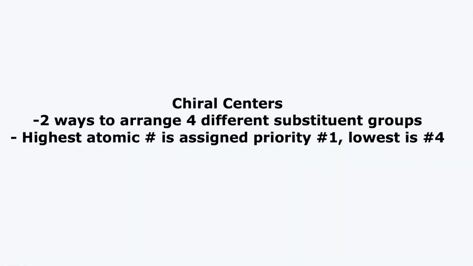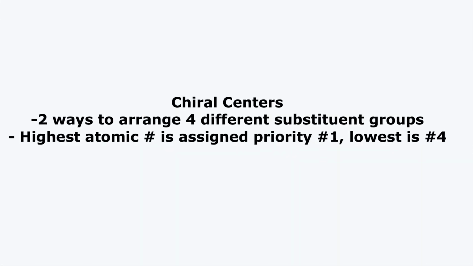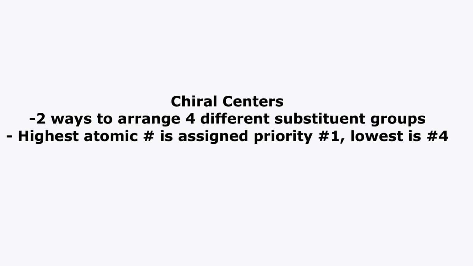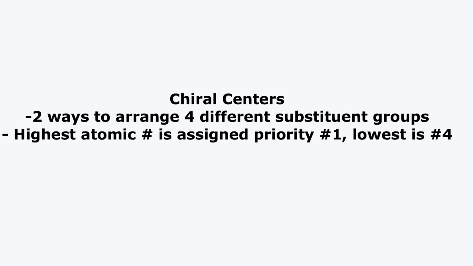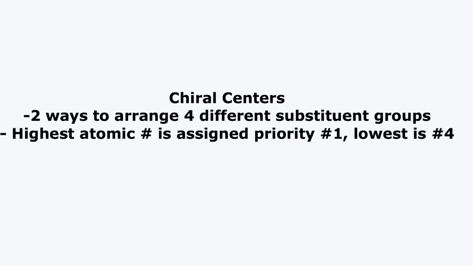Okay, we're going to do some chiral center problems. There are two ways to arrange 4 different substituent groups, and remember that the highest atomic number is assigned priority number 1, and the lowest is assigned priority number 4. Just keep that in mind when we're doing these problems.